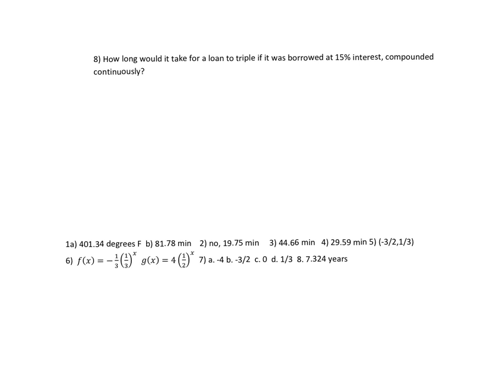All right, next up here, it asks how long would it take for a loan to triple if borrowed at 15% interest compounded continuously. So whenever it's compounded continuously, we use A equals P e to the r t, but r and t are in the exponent here. All right, so we know that this is a 15% interest rate, so that's that. And then I'll put the t right there.